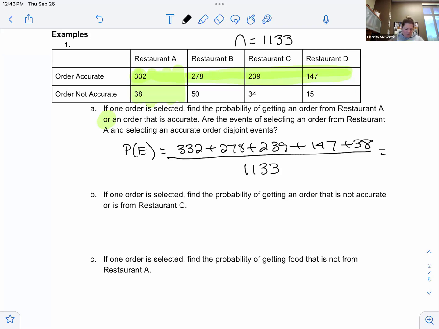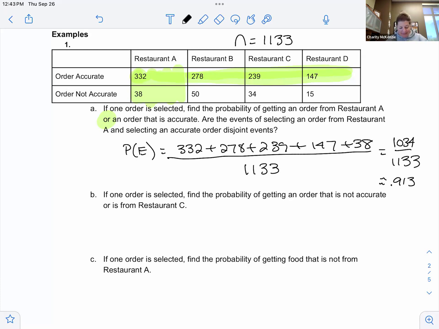So I just got to calculate that out. 332 plus 278 plus 239 plus 147 plus 38 is 1034 over 1133. So your answer could be the reduced version of the fraction, which is a lot of them, or it could be the decimal, so I'd actually have to divide, or it could be the percent. So this one is about 0.913, so about 91.3%.